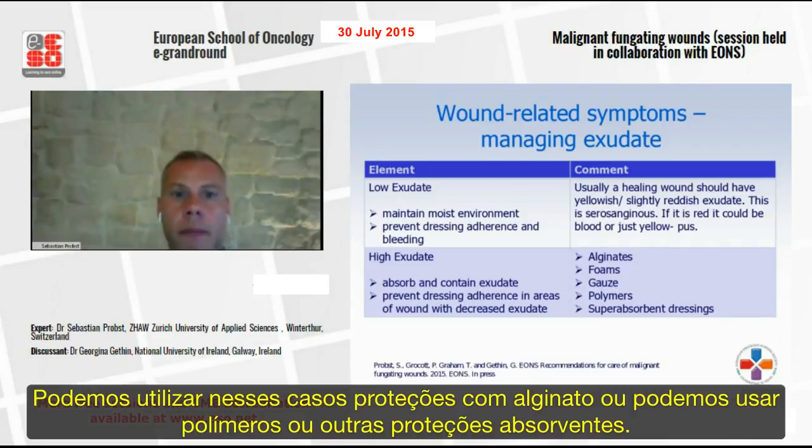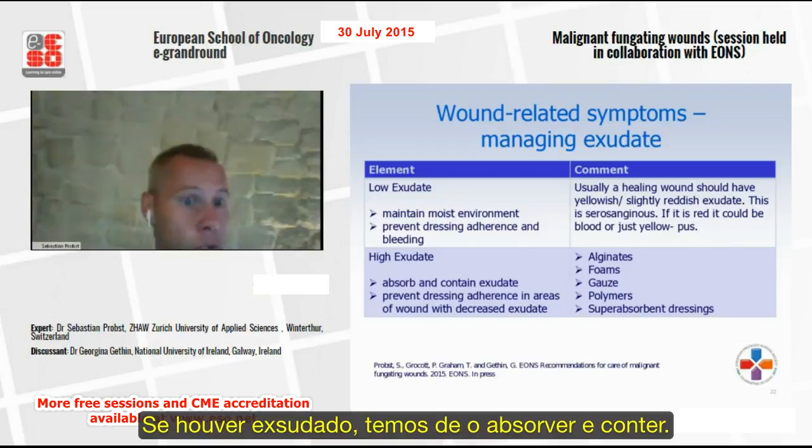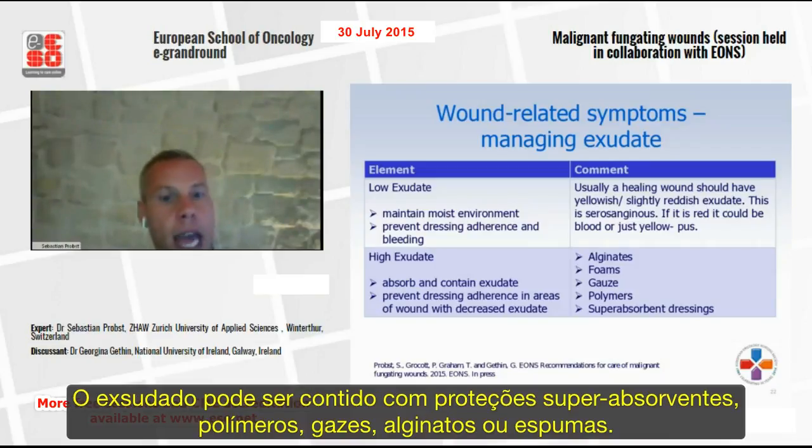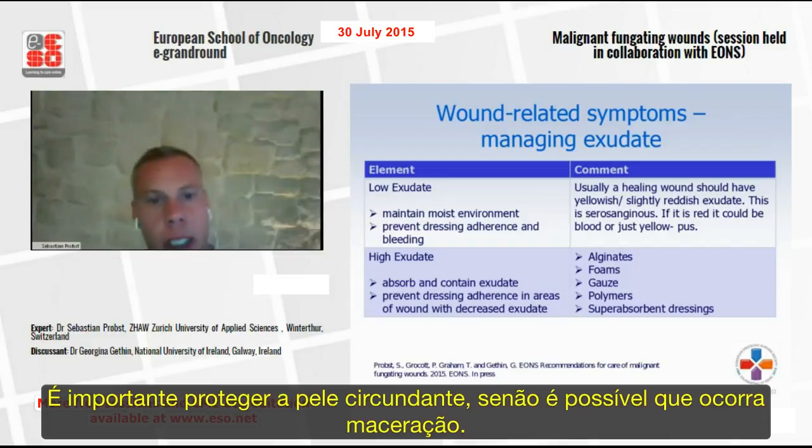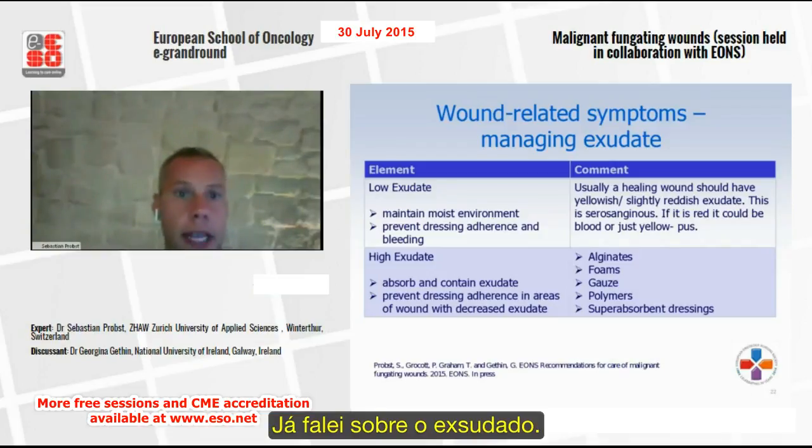We can use regular dressings there, like alginates, or we can use polymers or other absorbent dressings. If we have high exudate, we have to absorb the exudate and especially contain it. The exudate can be contained with super-absorbent dressings or polymers, gauzes, alginates, or foams. It is important that we protect the surrounding skin, otherwise it is possible that we have maceration.